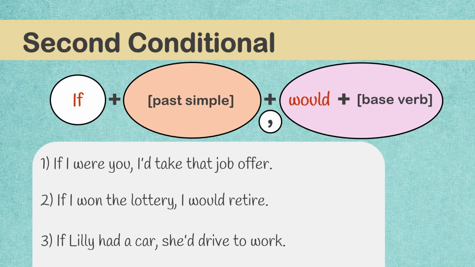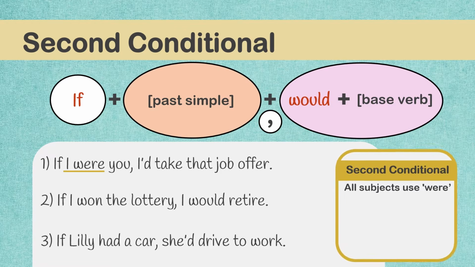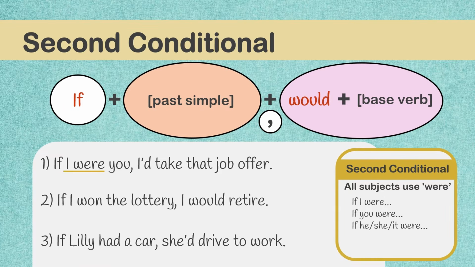You might have noticed something unusual in the first sentence. The word were is used with the subject I. Normally, for first person singular, we would use was. I was. In second conditional sentences, all subjects use were. For example, if I were, if you were, if he were, if she were, if it were, if we were, if they were.